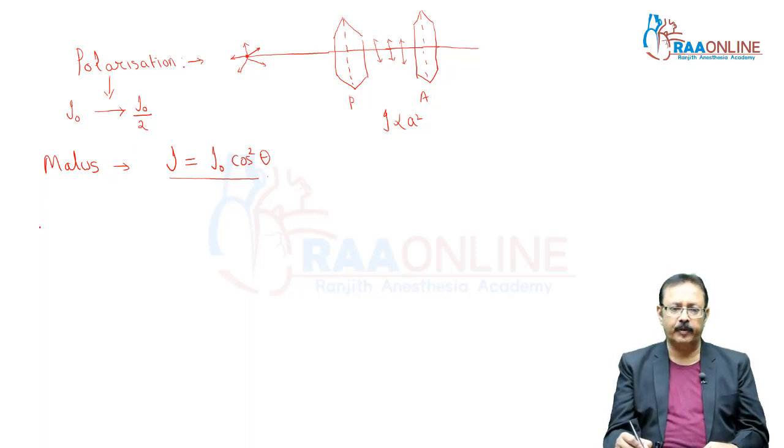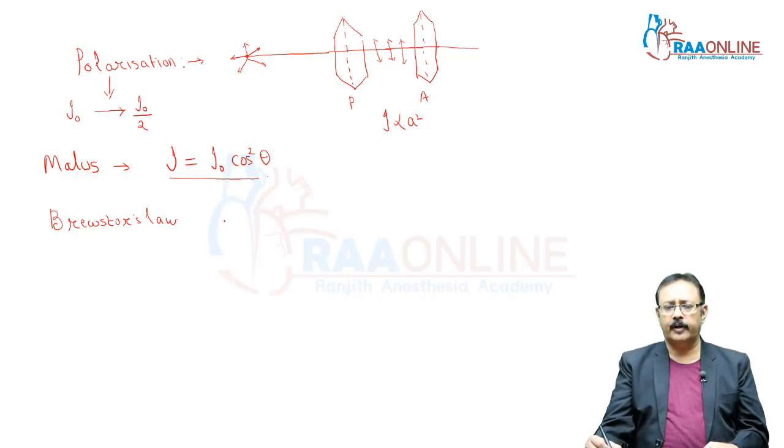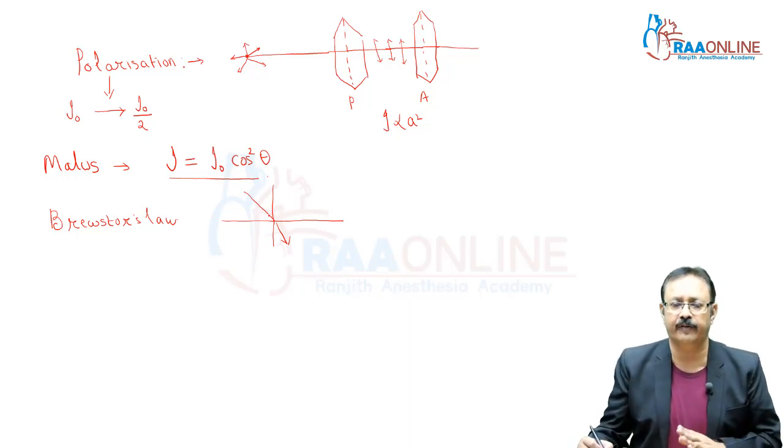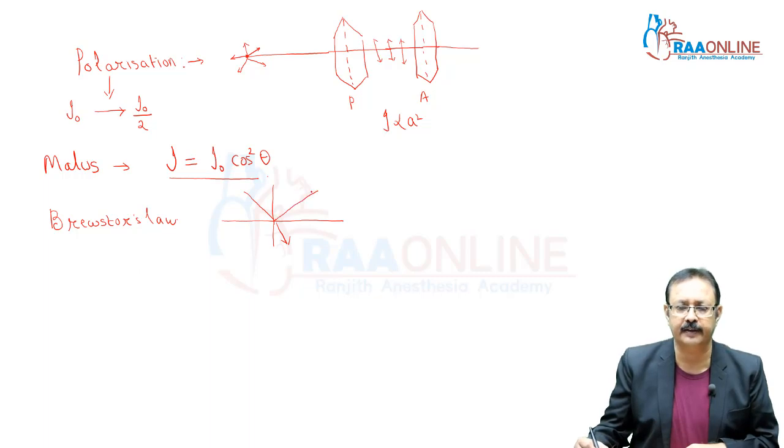After Malus, one more important rule is there, Brewster's law. When refraction takes place, suppose light is coming here, due to change in medium, light is refracted. I told you previously in theory classes that never 100% of the light will refract. Some rays will reflect. These are reflected rays, and these are refracted rays.